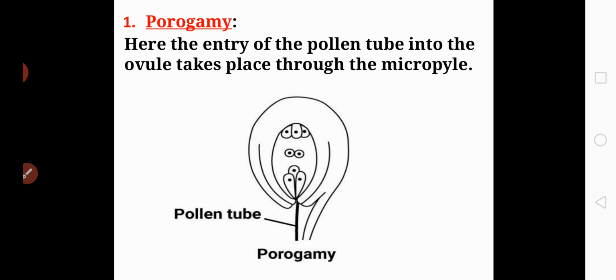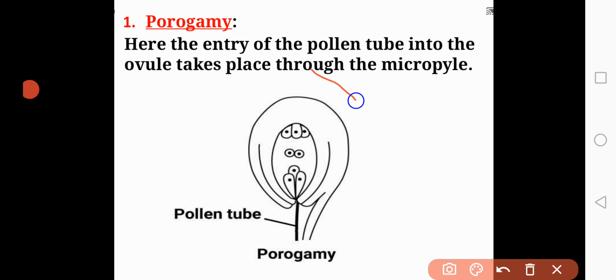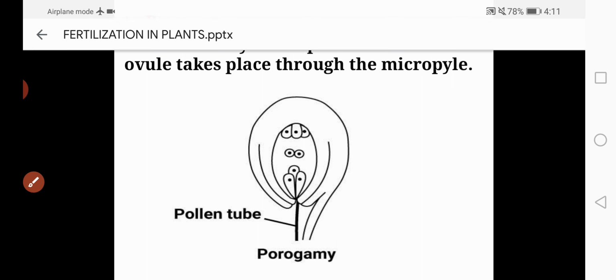Porogamy means the entry of the pollen tube into the ovule takes place through the micropyle. That means, let us consider this is the pollen tube. Now this pollen tube will enter the ovule through the micropyle. The entry is through the micropyle, then the process is called porogamy. So porogamy means if the pollen tube enters into the ovule through the micropyle, then it is called porogamy. Understood?